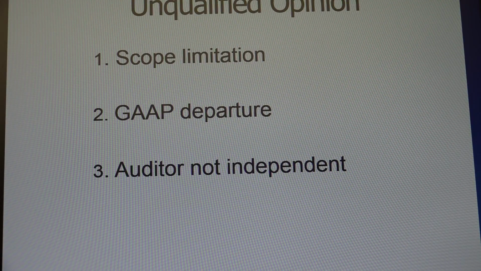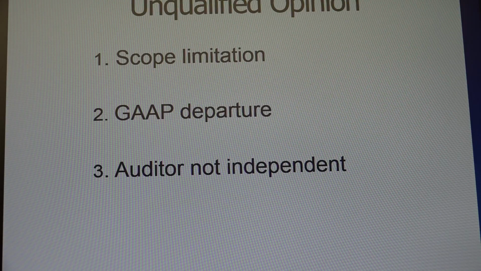Just briefly talk about that last one. I've never seen this. I mean, I know it's there, that you can't offer an unqualified opinion when you're not independent, but you would have to wonder why the auditor would even take on the audit in the first place if they were not independent.